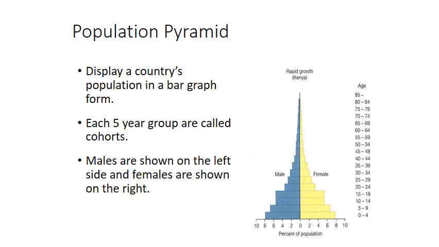This is an example of a population pyramid. In this case, it is Kenya's, and it's a bar graph, broken into male and females, males on the left, females on the right, and broken by age group. Each of these 5-year age groups are known as cohorts.